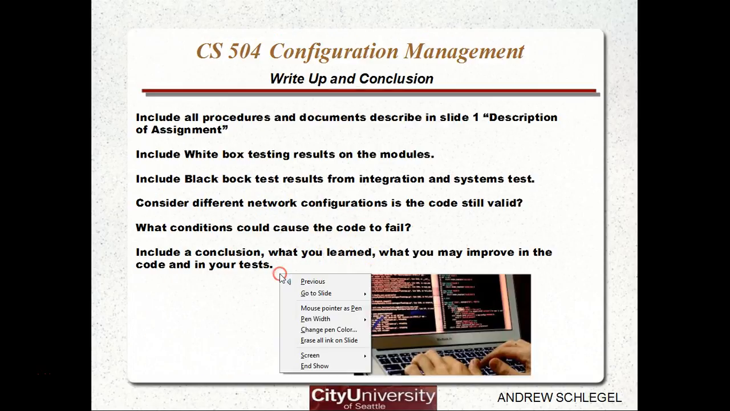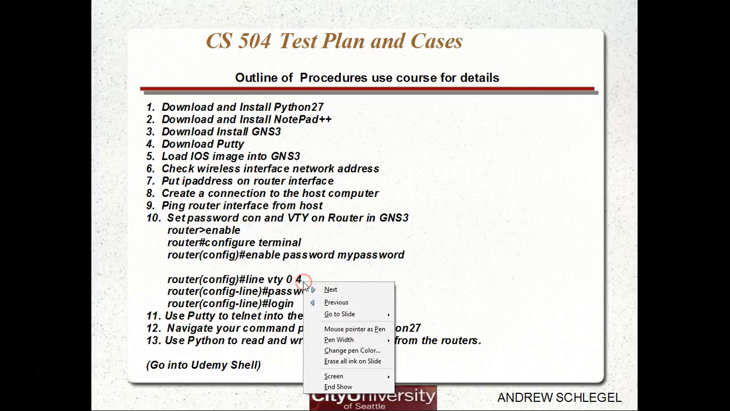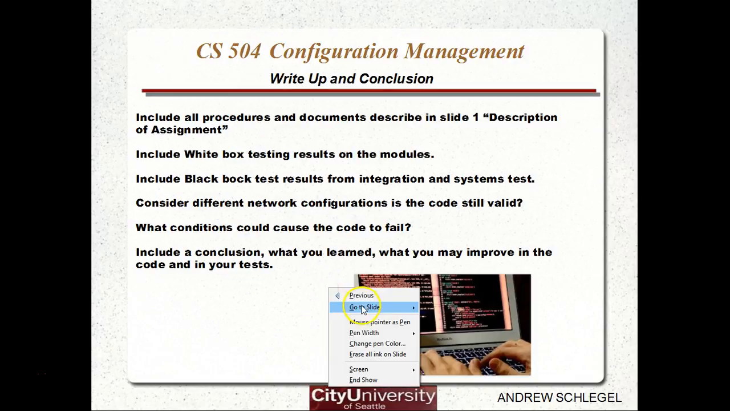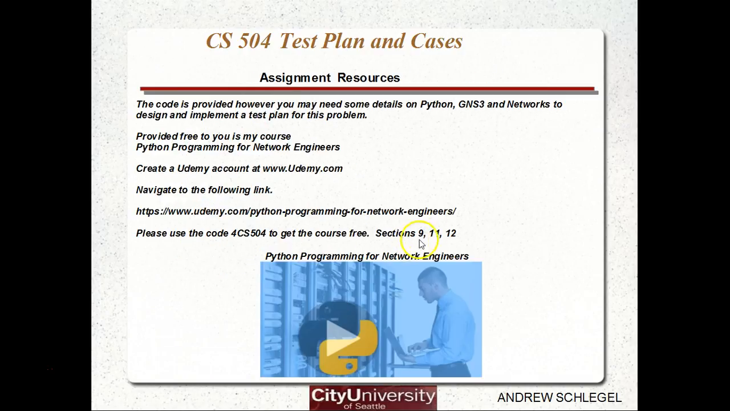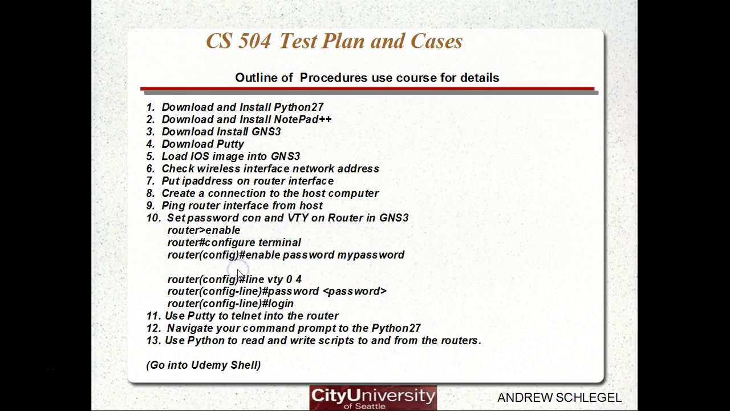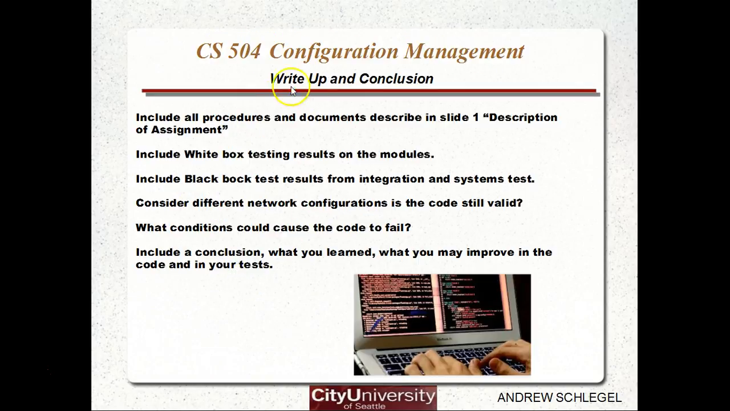And really, like I said, I would think you only need sections, let's see, I had them listed here, 9, 11, and 12. We'll go look at that as soon as we get done with this overview. Okay, so after that, you do your write-up. You want to include all procedures and documents described in slide 1, okay? The description of the assignment. Also include your white box testing results on the modules. Include black box testing results from integration and systems test.